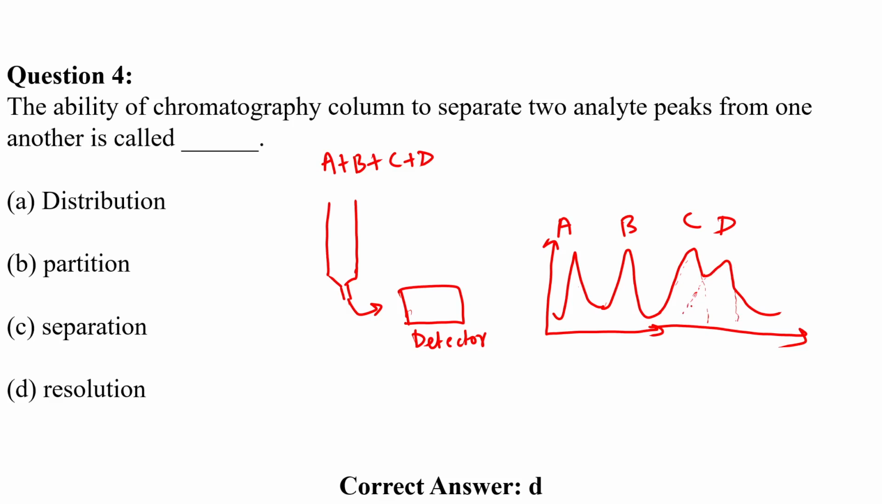So that means the plot of C and D is overlapping. That means the column is not able to separate C and D as efficiently as it can separate A and B. So this ability to separate these two peaks is basically called resolution. So we will say the column is able to resolve between A and B, but the column is not able to give good resolution between C and D. Okay.